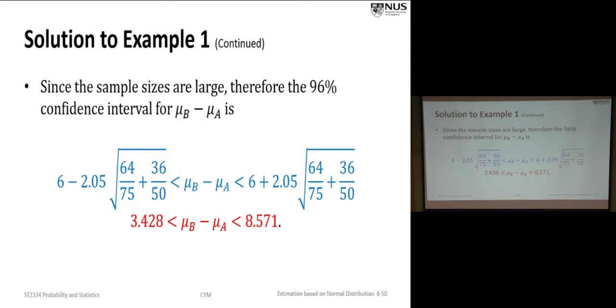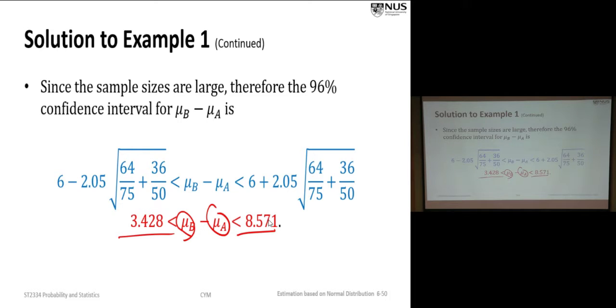What does that mean? It means that we are quite confident that mu B has a higher value than mu A. How much? It's somewhere between 3.5 and 8.6. It also means that we are quite confident that mu A does not equal mu B. Why? Because this interval does not cover 0. 0 is not covered by this interval.